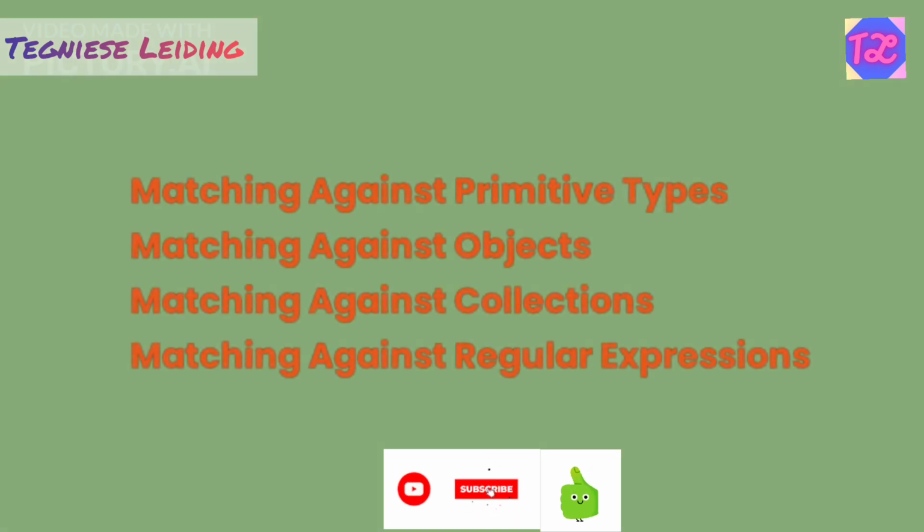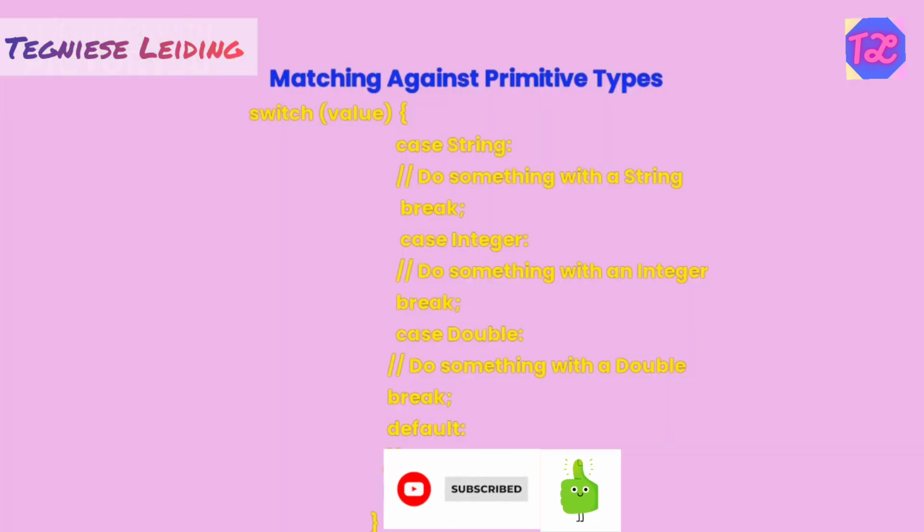Now I will show you examples of how to use pattern matching in switch statements, which are: 1. Matching against primitive types, 2. Matching against objects, 3. Matching against collections, 4. Matching against regular expressions. Matching against primitive types: you can use pattern matching to match values of primitive types, such as int, double, and string. For example, the following code uses pattern matching to match the value of a variable against different types.